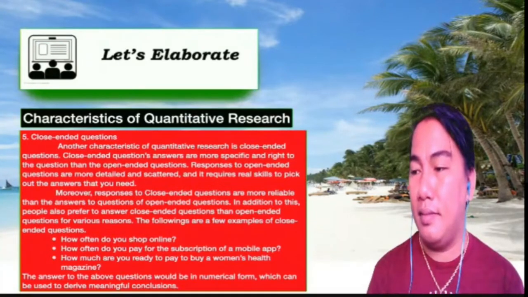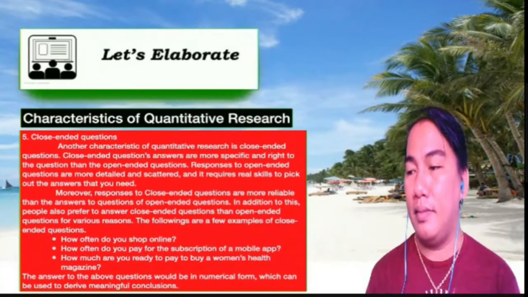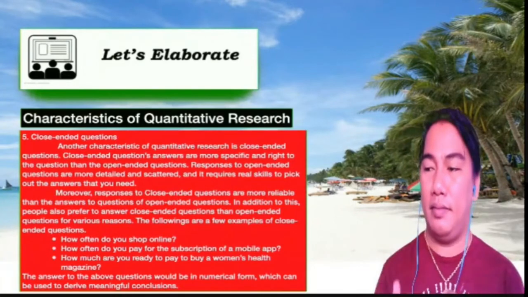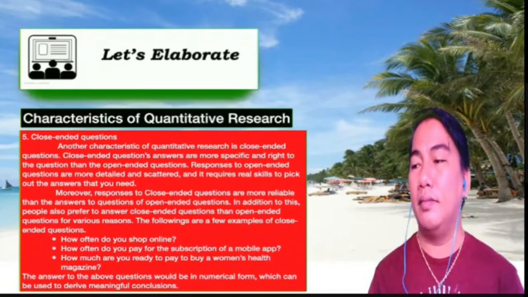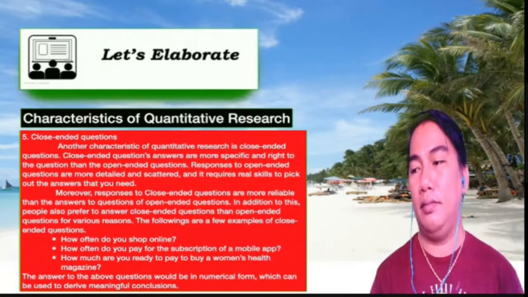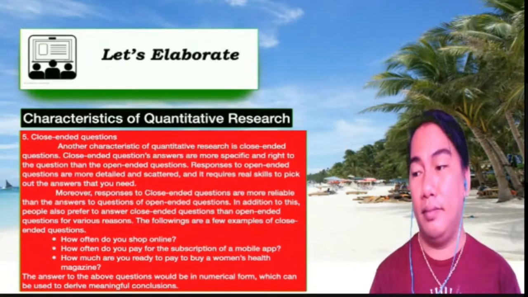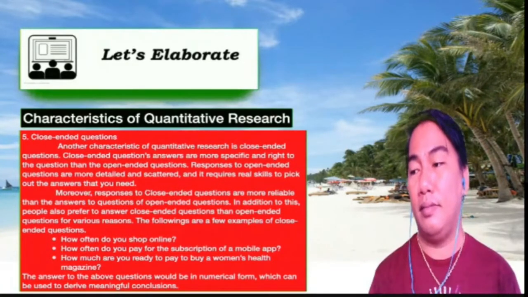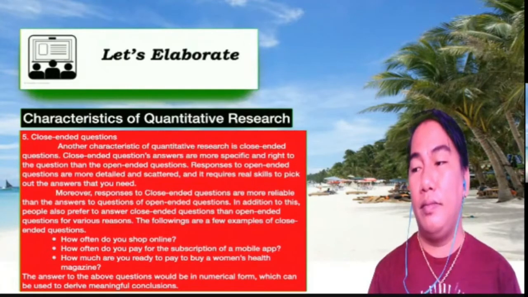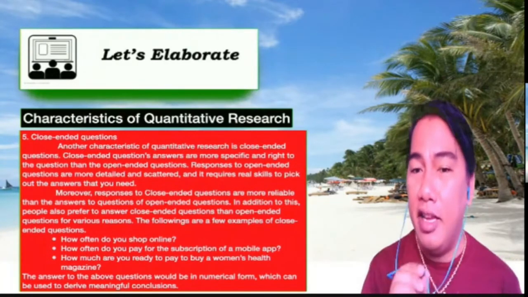The following are a few examples of close-ended questions. How often do you shop online? How often do you pay for the subscription of a mobile app? How much are you ready to pay to buy a women's health magazine? The answer to the above questions would be in numerical form, which can be used to derive meaningful conclusions. Correct. And thank you very much, Jude.